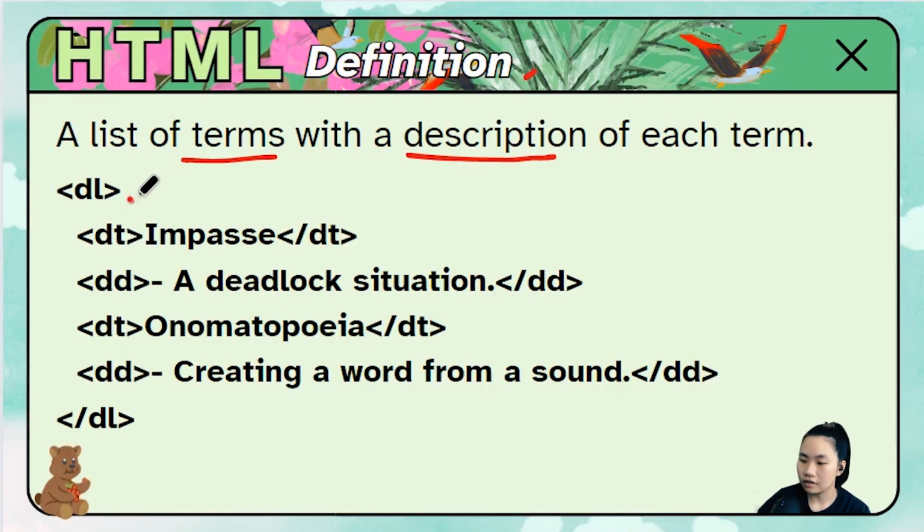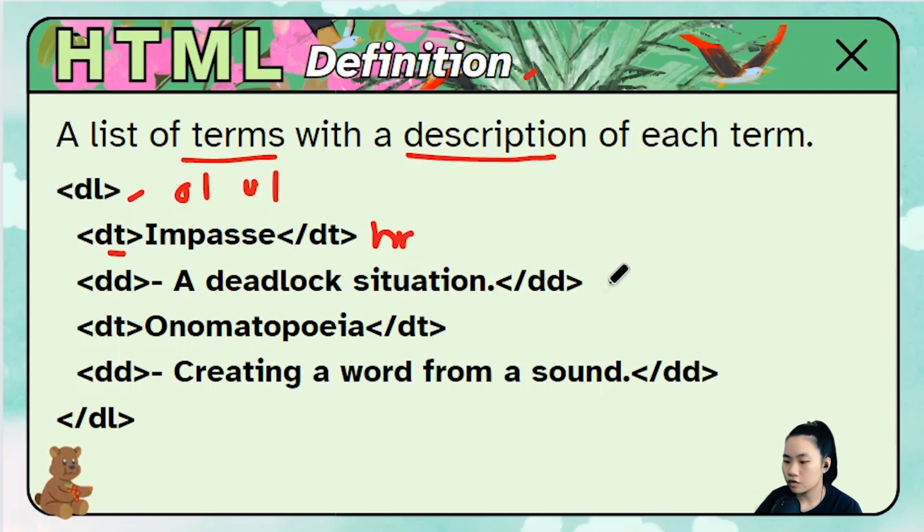We have the DL tag, which is very similar to the OL and UL tag, and the DT is very similar to the TH tag of the table. And DD is basically the data part, the description part. So it goes DL, DT, DD, DT, DD, and DL to close the container.